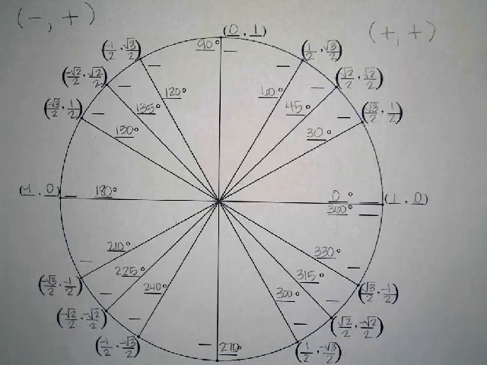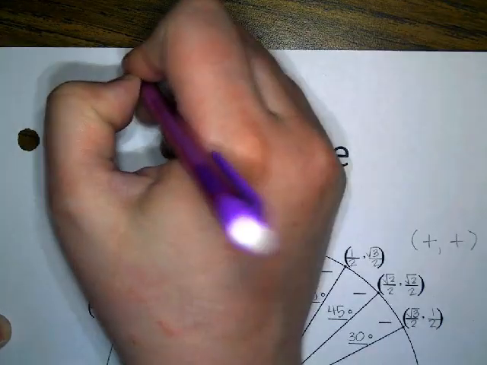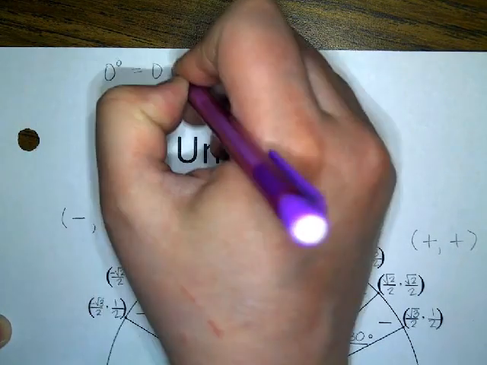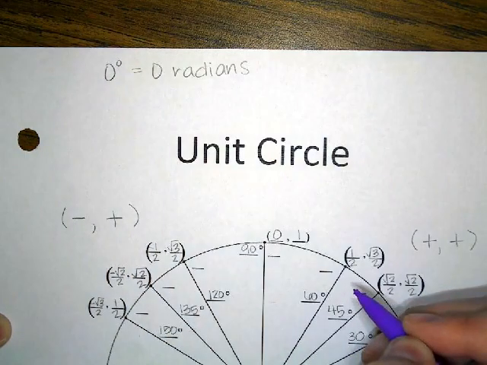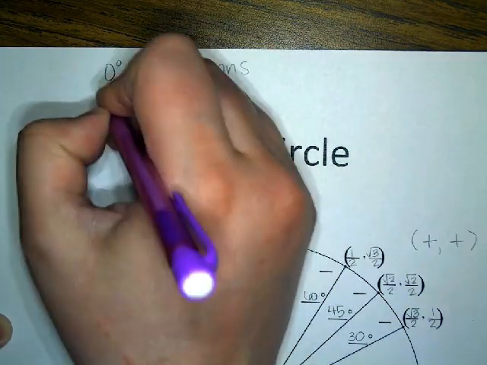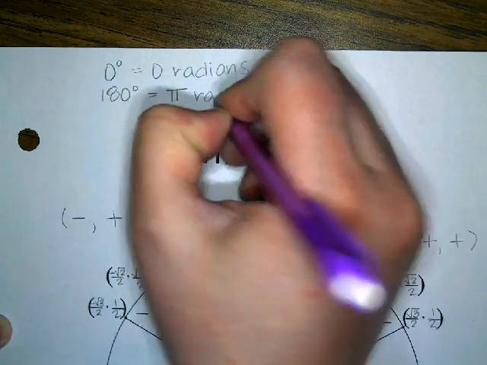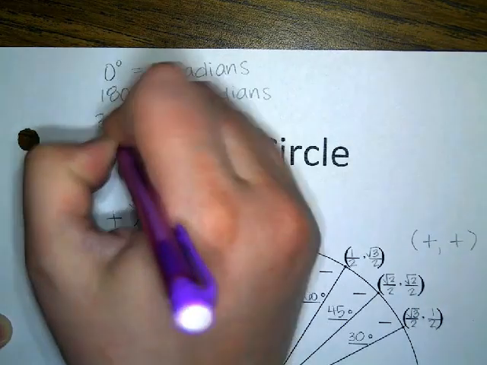Let's go ahead and we're going to start doing radians. So here's what we're going to write at the top of our paper. We're going to say 0 degrees equals 0 radians. 180 degrees equals pi radians. And 360 degrees equals 2 pi radians.